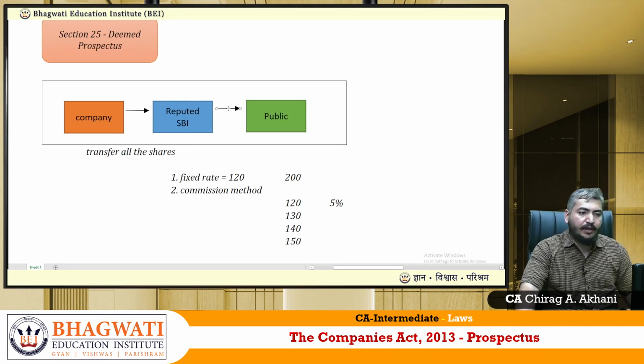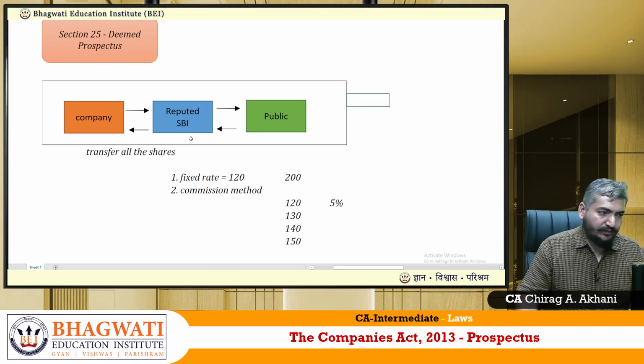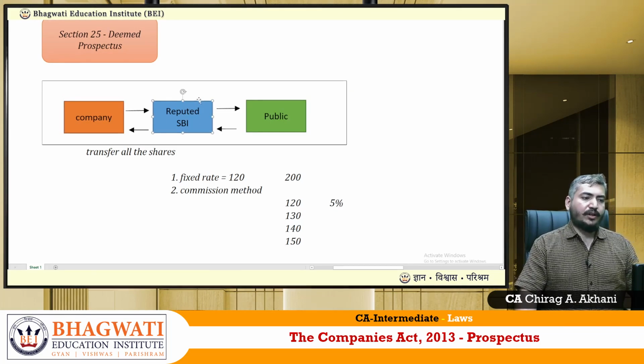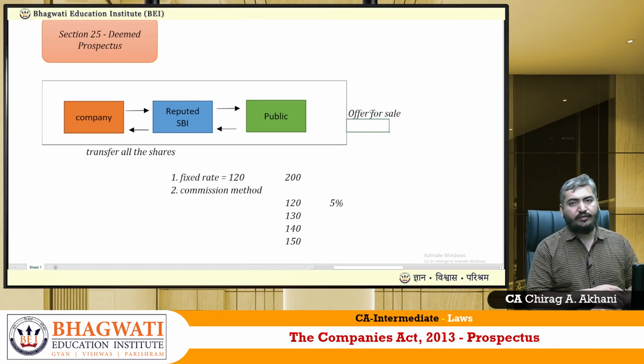The public will now pay money. Understand? The public now will pay money to SBI. And the same money will be further forwarded to the company. So one fact is very much clear: the State Bank of India is acting as the representative of the company. It is transferring the shares on behalf of the company. And therefore, this kind of model to get the shares or securities subscribed in the corporate world is known as offer for sale. It's known as offer for sale.